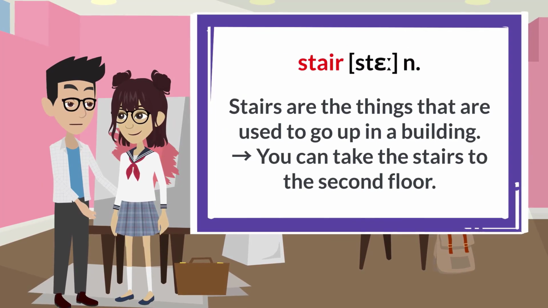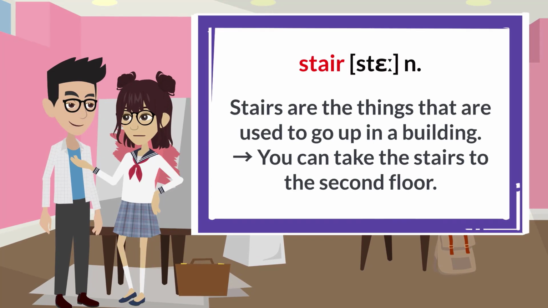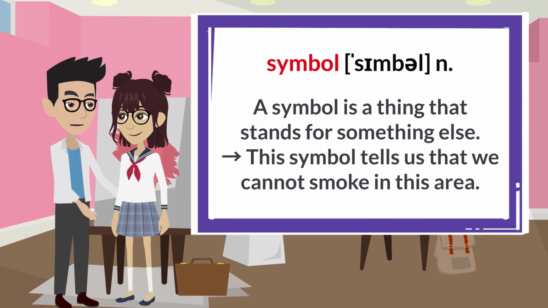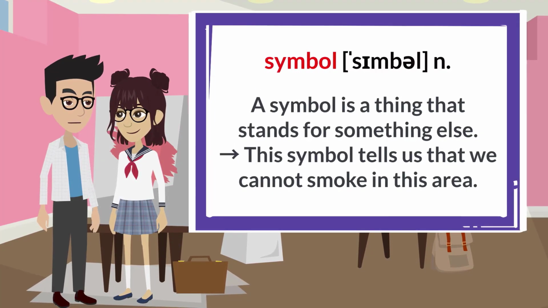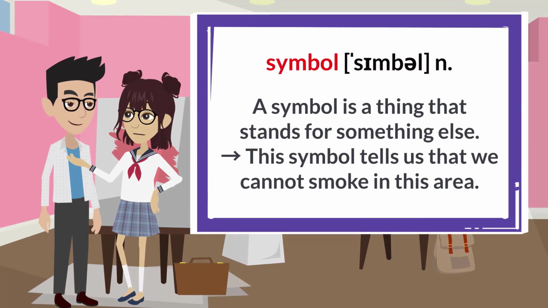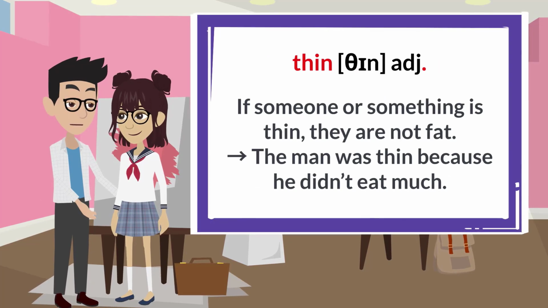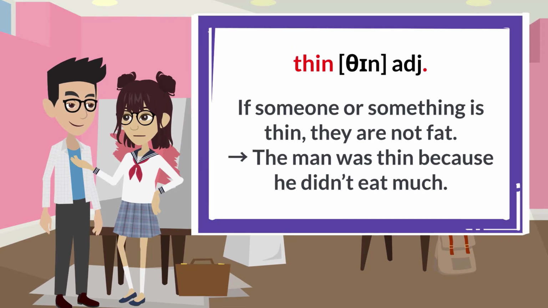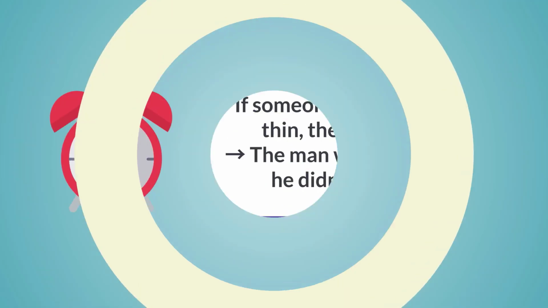Stair. Stairs are the things that are used to go up in a building. You can take the stairs to the second floor. Symbol. A symbol is a thing that stands for something else. This symbol tells us that we cannot smoke in this area. Thin. If someone or something is thin, they are not fat. The man was thin because he didn't eat much.